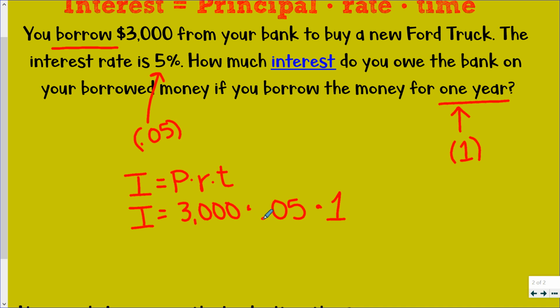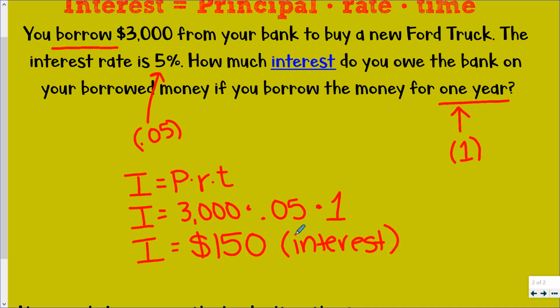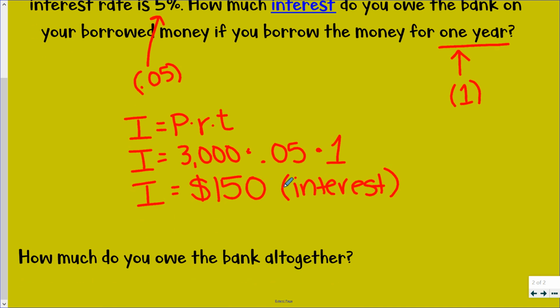All right, so now we just grab our calculators and multiply these three numbers together. 3,000 times 0.05 times 1 is 150. So that means the interest on our $3,000 is 150. All right, so we calculated that 5% of 3,000 for 1 year is 150. So that's interest. Now I have another question for you.